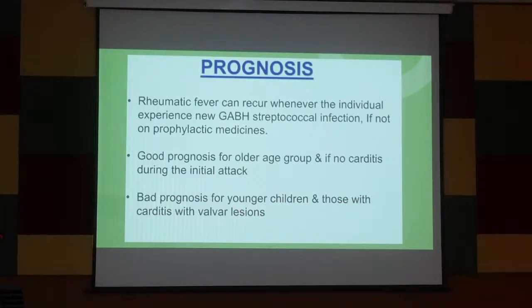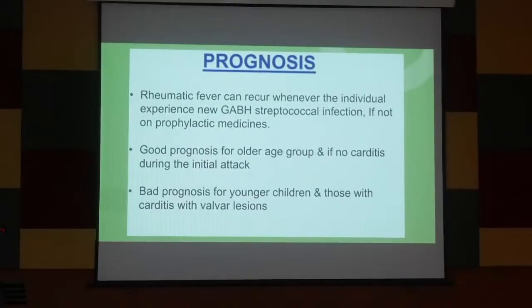So, prognosis: rheumatic fever can recur whenever an individual experiences a new group A beta hemolytic streptococcal infection. Just as when you encounter the dengue season, the second dengue infection is more dangerous than the first one, because of new antibody formation, a new kind of cross-reactivity reaction, this can affect health more severely than the initial first episode. So, it may recur. Good prognosis in the older age group if no carditis during the initial attack. And it is a very bad prognosis in younger children and those with valvular lesion. So, in rheumatic heart disease, the most important thing is the valvular lesion. Okay.